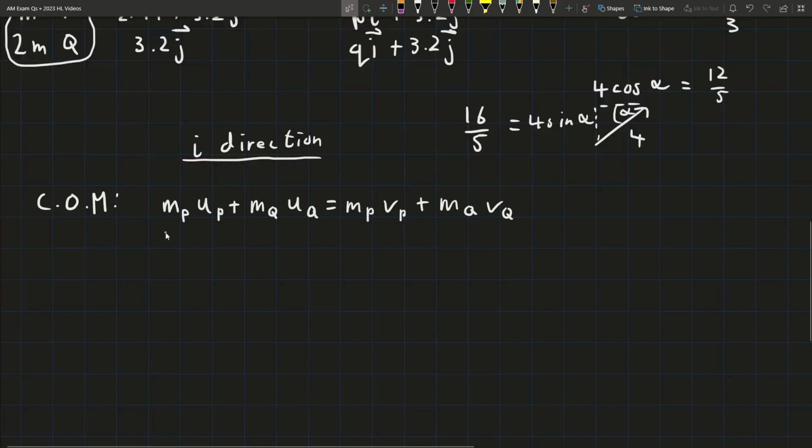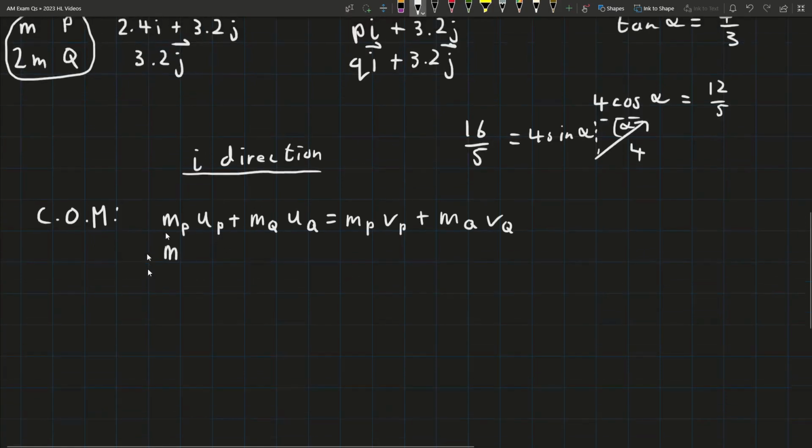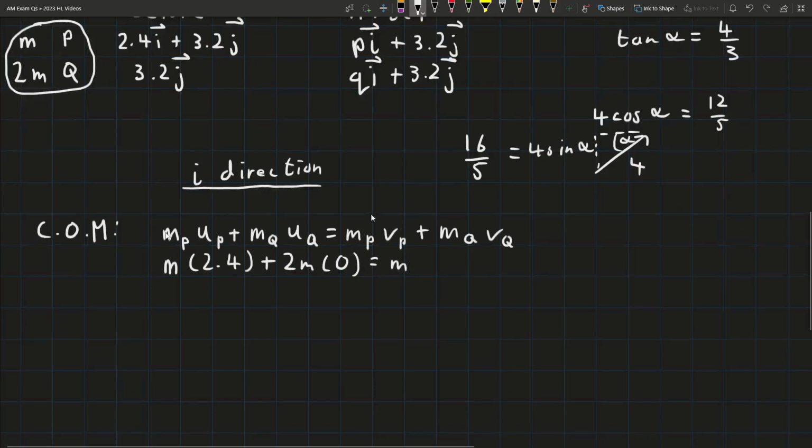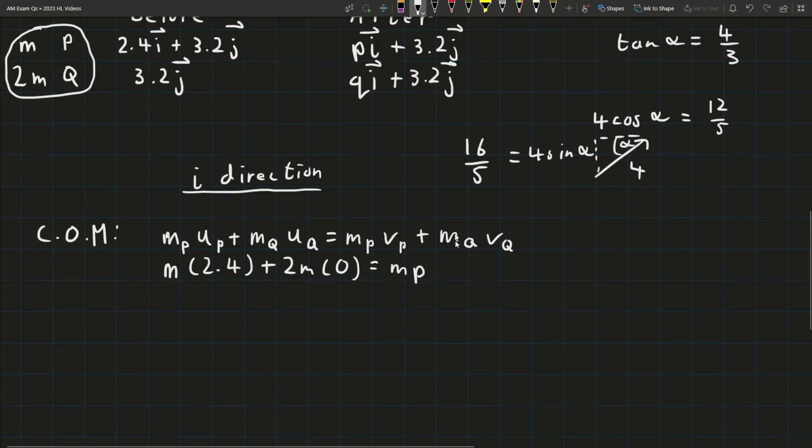So we can fill in now, the mass of P is m, as it says up here, and the velocity of P in the I direction is just 2.4, plus the mass of Q is 2m, the velocity of Q in the I direction is 0. That's going to be equal to the mass of P is m, and the final velocity of P we're calling p, plus the mass of Q is 2m, and the final velocity of Q we're calling lowercase q.